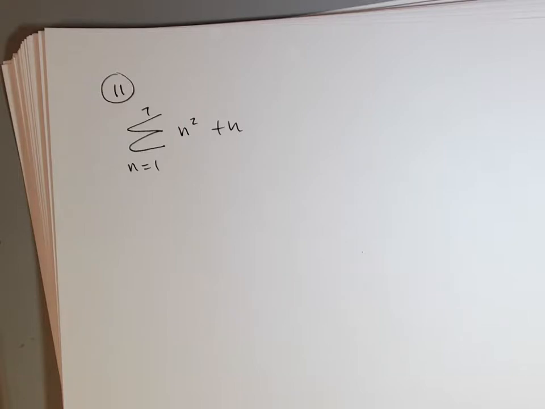You're going to go 1 squared plus 1. Then you're going to go 2 squared plus 2. 3 squared plus 3. 4 squared plus 4. 5 squared plus 5. 6 squared plus 6. 7 squared plus 7. That's all I'm doing, right? I hate to break it to you, that is not the long way.